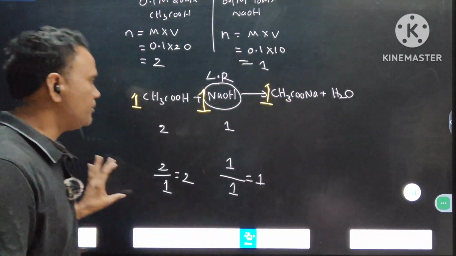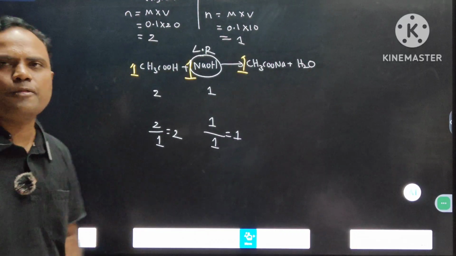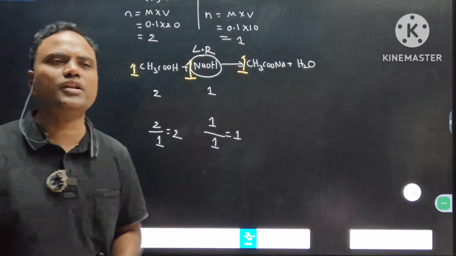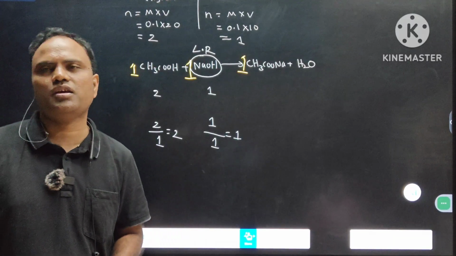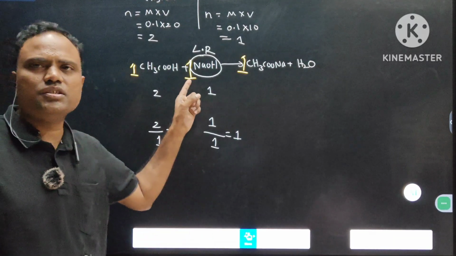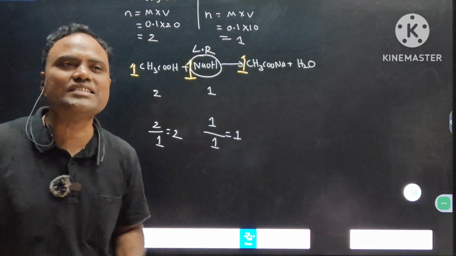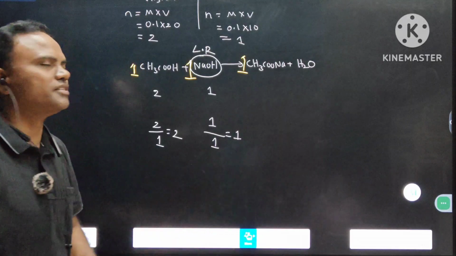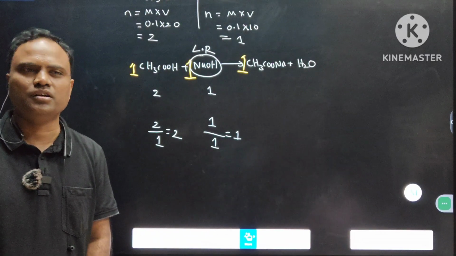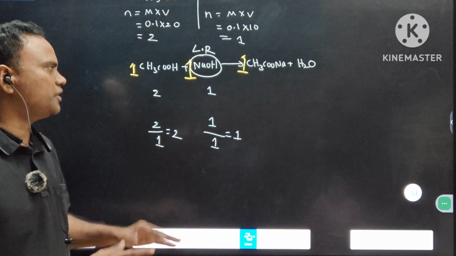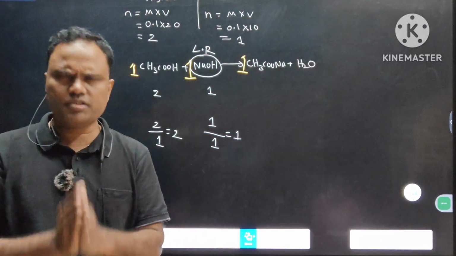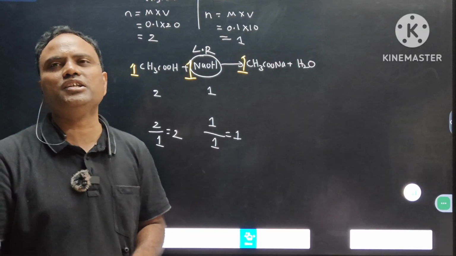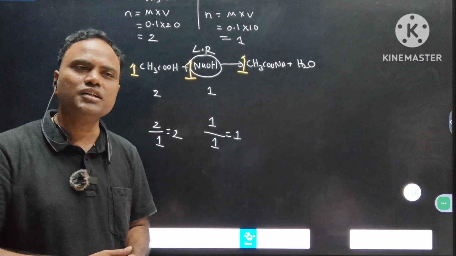Now coming to the acetic acid moles. After the reaction, how many moles of acetic acid will remain? See, which is the limiting reagent? NaOH. Which is the excess reagent? Acetic acid. Excess means after the reaction acetic acid will be present. Very simple thing. You need not do any further simplifications. NaOH is the limiting reagent, so acetic acid is in excess.